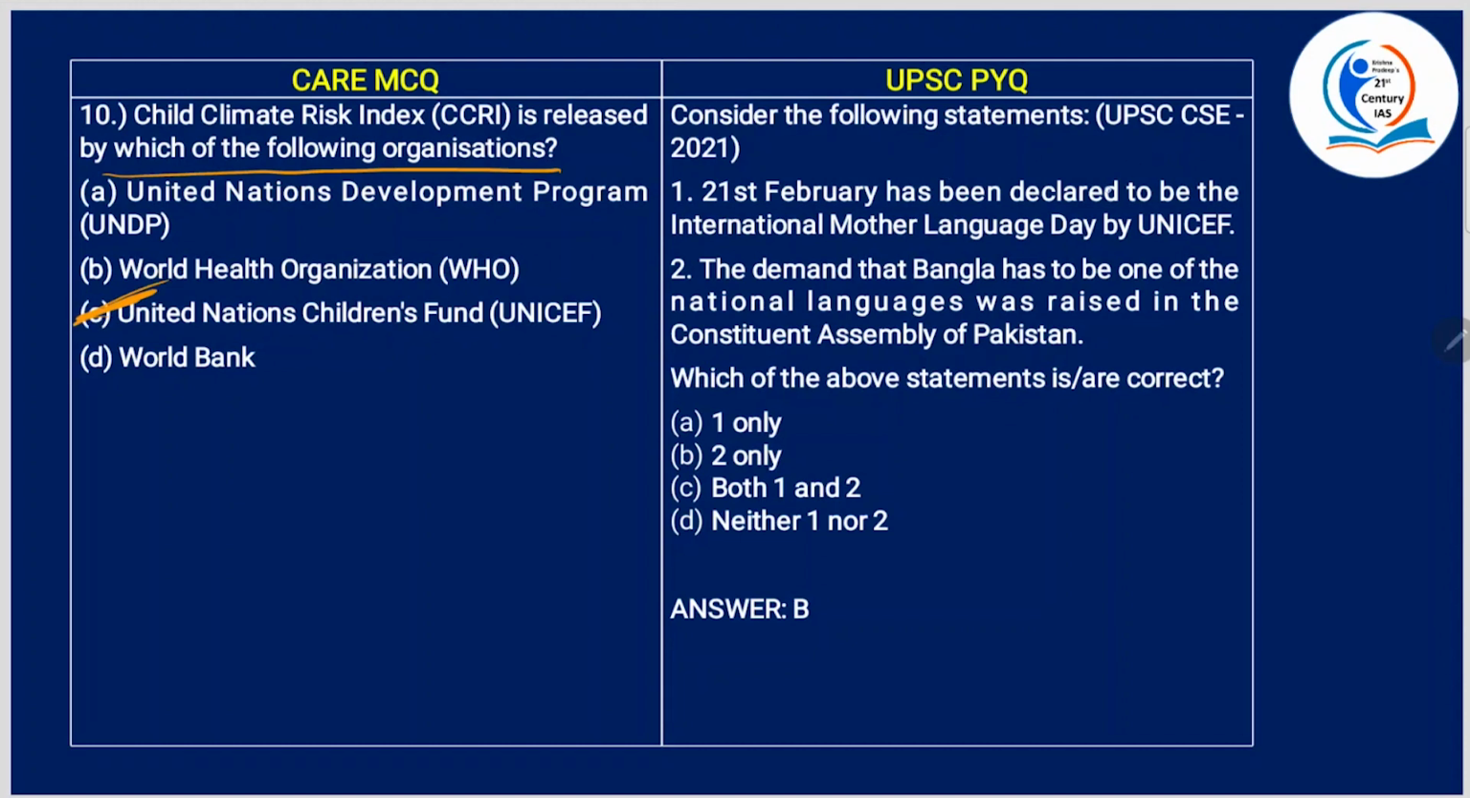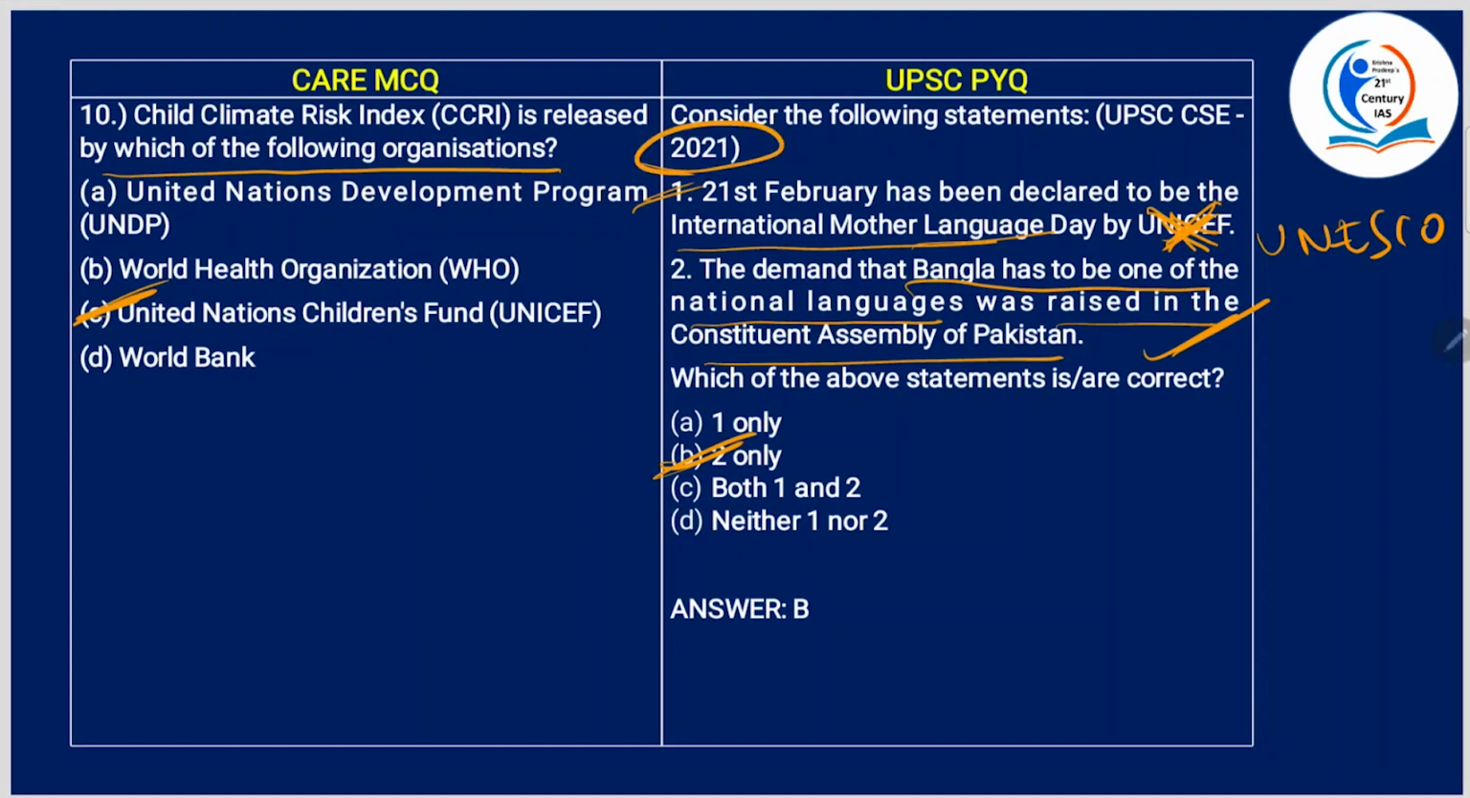Consider the following statements. 21st February has been declared to be the International Mother Language Day by UNICEF. No, not UNICEF. See, UNICEF mostly deals with children. This language, culture, World Heritage Sites, they are dealt by UNESCO. Okay, so one is wrong. The demand that Bangla has to be one of the national languages was raised in the Constituent Assembly of Pakistan. This is true. So 2 is the correct answer for this one.